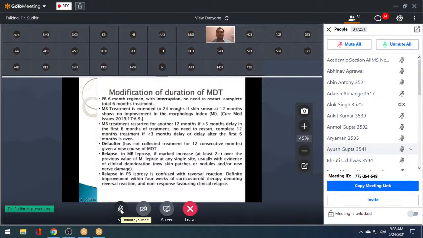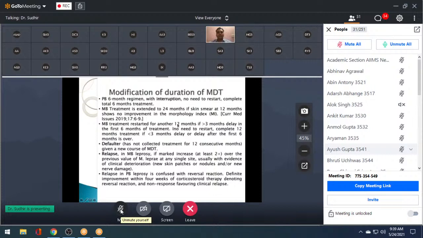Multibacillary treatment is extended to 24 months if the skin smear at 12 months shows no improvement in the morphology index. After 12 months also, if there is no improvement in morphology index by the slit skin smear examination, then you have to extend the treatment up to 24 months, another course of therapy. Okay.